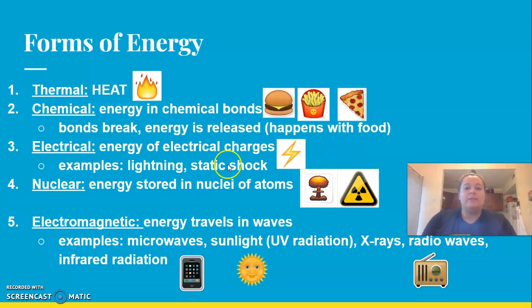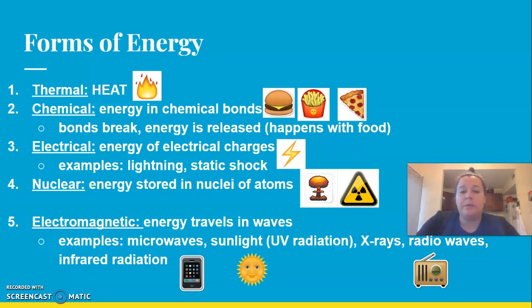So lightning or any kind of static is electrical energy. Also, clearly, when you go to look at an outlet where you plug in your phone charger, that has electrical energy as well. Now, probably the coolest of all these is nuclear energy.